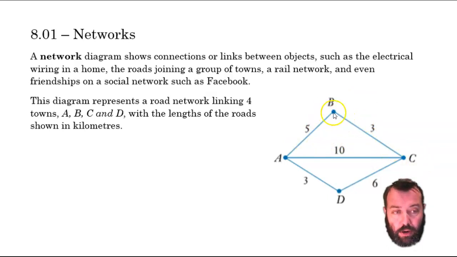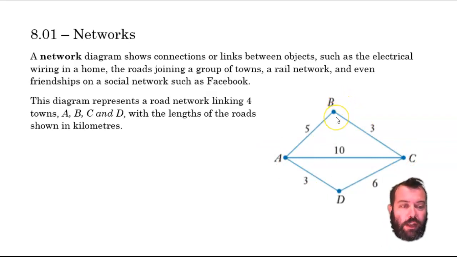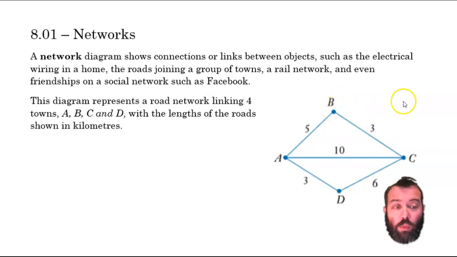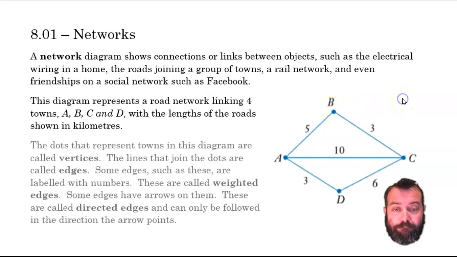I can't drive direct from B to D. I'd have to go through A to get there or through C to get there. And perhaps I could even go a long way around and go from B to C to A to D. Might not be sensible, but it's possible. It's not possible, according to this network here, to go directly from B to D. That's one of the things that it shows us.